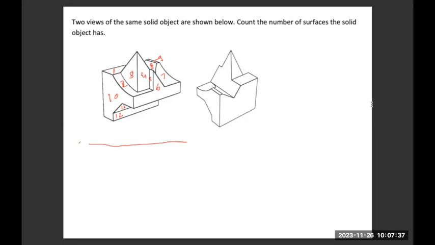There will be a surface at the bottom here, 13. There is a surface at the bottom here, 14. There is a surface at the back here, which is this one, which is 15. There will be a surface on the other side here, which will come on this side, same here, this one, 16. These are counted, 17, and then 18. So the total number of surfaces that we are looking at is 18. Any doubts, any questions?